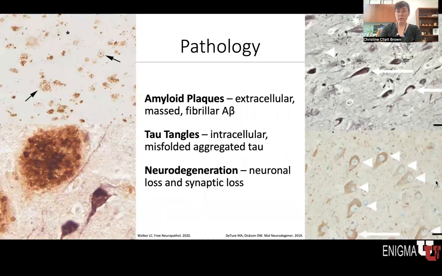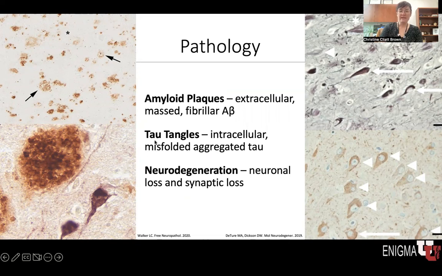So when we look at the brain under a microscope of people who have Alzheimer's disease, we see amyloid and tau. So you can see in these kind of orangey brown, fluffy sort of things. This is all amyloid. These are amyloid plaques. They're outside of the brain cells. And we see this fibrillar misfolded amyloid beta protein.